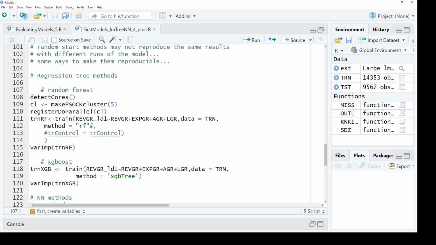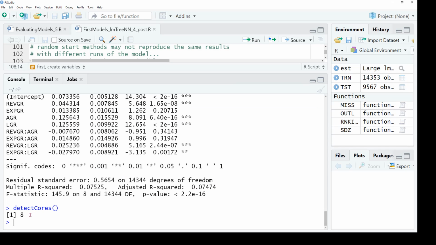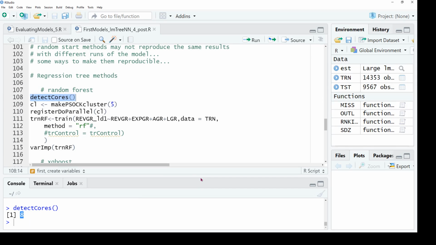And in order to do that, we're going to set up the parallel running of the machine learning. So this detect cores tells me how many cores I have on my machine. I have 8. You probably don't ever want to use all of the cores available because your machine can sort of stop working. Not permanently, but I mean use up all your memory. So I usually use 1 or 2 less than the cores I have available.